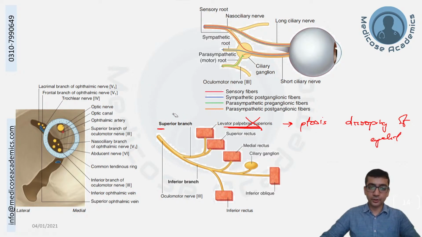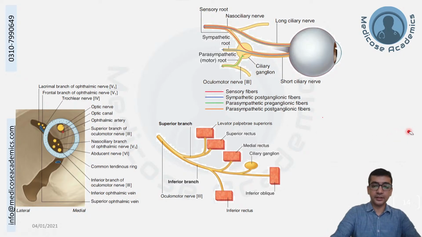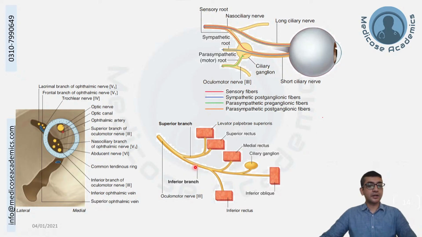I'm not going into the detail of the muscle movements because I have dived into that quite extensively in the previous part. Then we are left with the inferior division, and this contains the parasympathetic fibers coming from the Edinger-Westphal nucleus. We will discuss that nucleus in the cranial nerve section, and it goes on to supply the ciliary ganglion. The ciliary ganglion is the relay center where the preganglionic fibers relay and give rise to the postganglionic fibers.